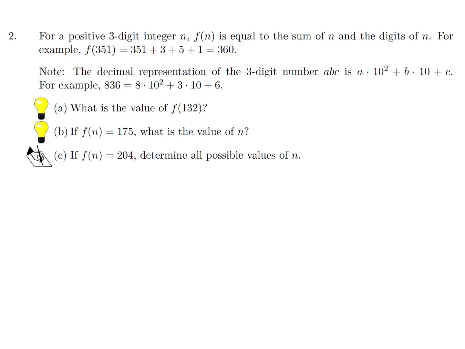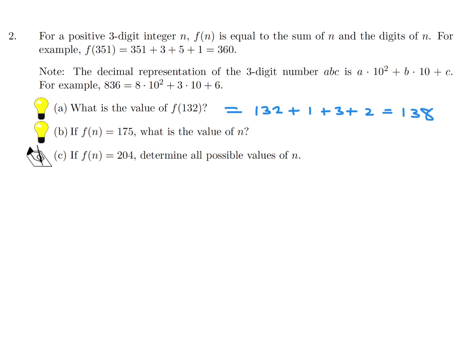For a positive 3-digit integer, f at n is equal to the sum of n and the digits of n. For example, f at 351 is 351 plus 3 plus 5 plus 1, which is 360. What is the value of f(132)? All right, so that by definition would be the 132 plus the sum of the digits, 1 plus 3 plus 2, and that is 138.